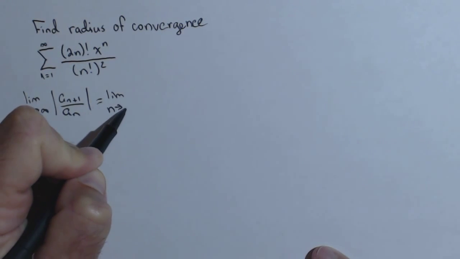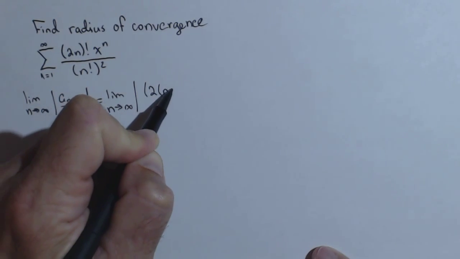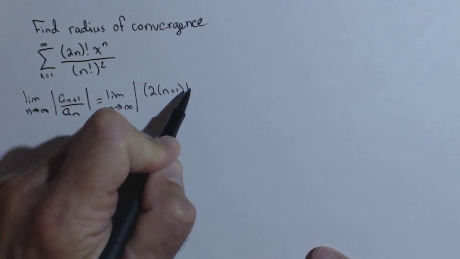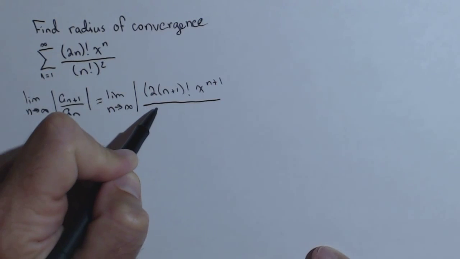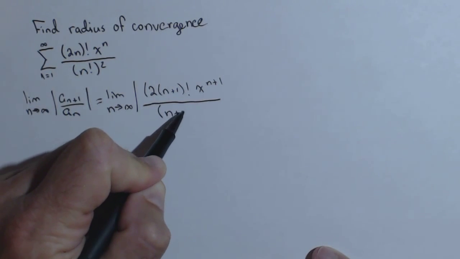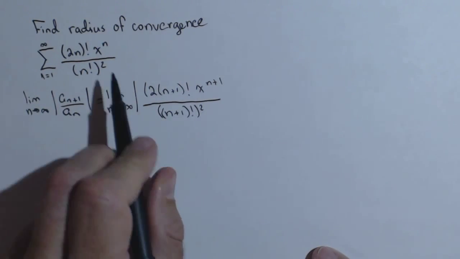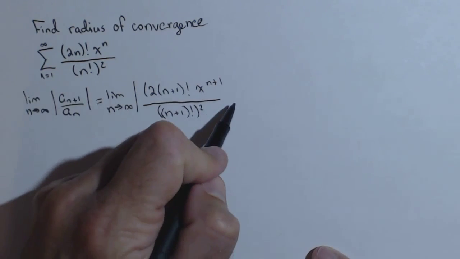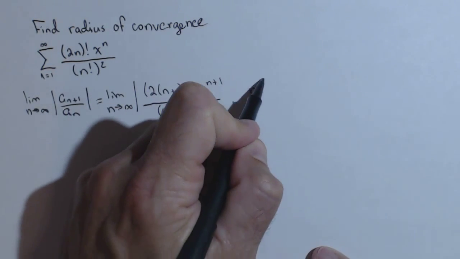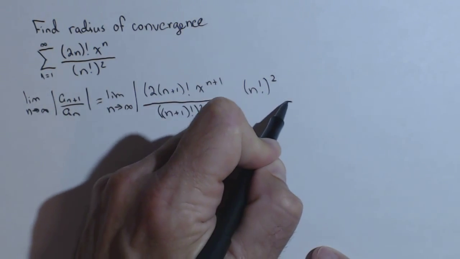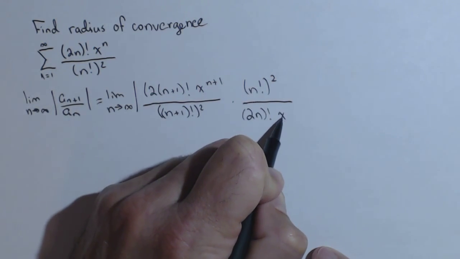So limit as n goes to infinity. Let's start with a sub n plus 1. So that'll be 2 times n plus 1 factorial x to the n plus 1 over n plus 1 factorial squared. And we really need to pay attention to our parentheses and where the plus 1 goes. Now times the reciprocal of our original, n factorial squared over 2n factorial x to the n.